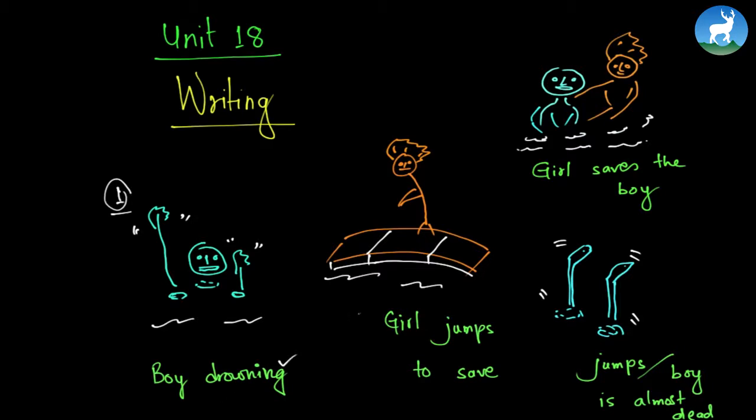In the second picture, the girl sees the boy and tries to save him. So this is the second picture. In the third picture, the boy is almost dead. Look at his legs. And the girl jumps to save the boy. So this is the third picture. In the last picture, the fourth picture, the girl actually saves the boy. Correct? Now, the question is to describe the following pictures using the prepositions of motion. Can you do it? Alright, let's start. Let's use the prepositions of motion and describe the picture.